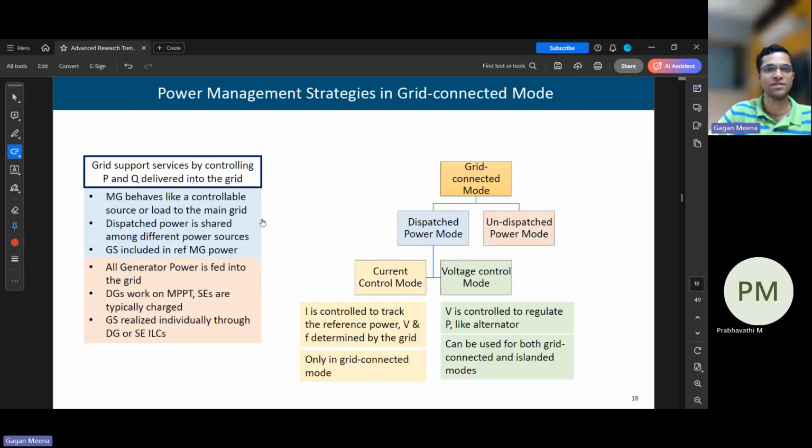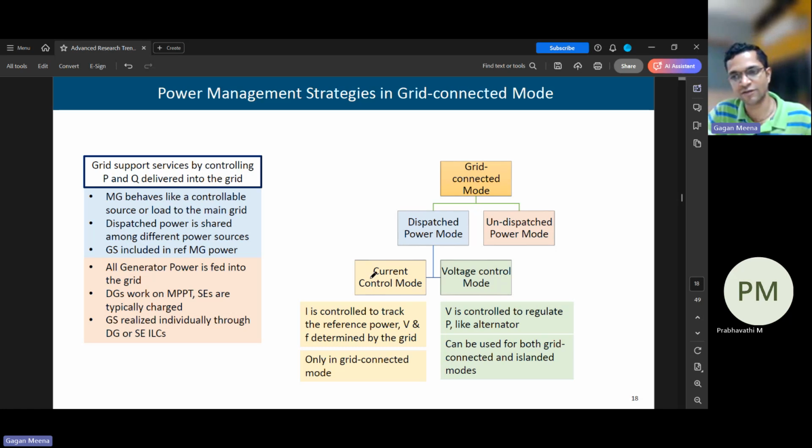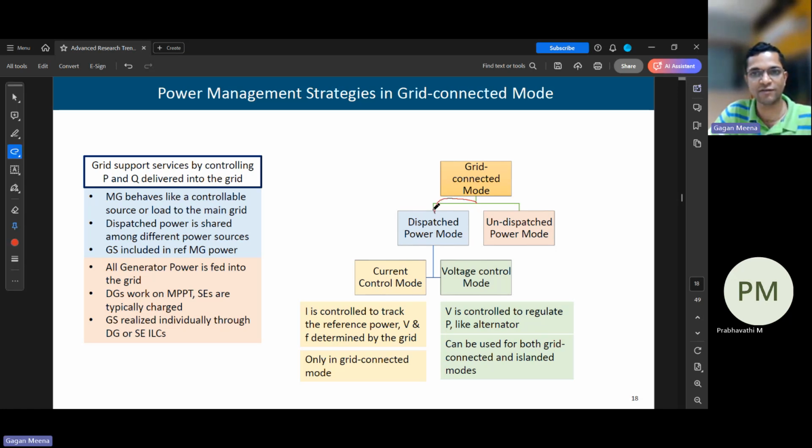Okay. Now, the next part is energy management. We have already discussed the control strategies in AC and DC microgrids. Now the same we discuss here for the AC-DC hybrid microgrid also. Any kind of microgrid, whether it is DC, AC, or AC-DC hybrid, can operate in grid-connected mode, islanded mode, and the transition mode. The grid-connected mode can have two modes: one is the dispatched power mode and another is the undispatched power mode.